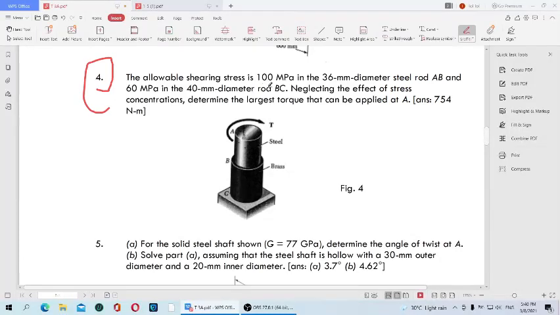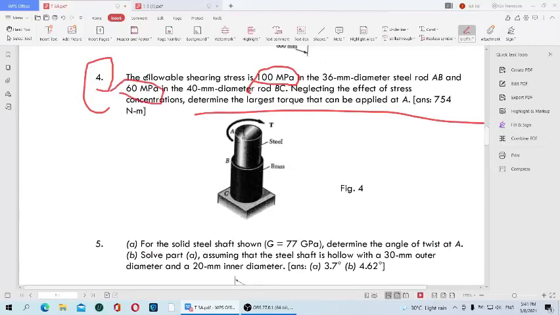The allowable shearing stress is 100 megapascal in the 36 millimeter diameter steel rod AB and 16 megapascal in the 14 millimeter diameter rod BC. Neglect the effect of stress concentration and determine the largest torque that can be applied. Essentially, I have a solid cylinder in the problem, AB and BC. For AB, I have an allowable shearing stress of 100 megapascal. For BC, it will be 16 megapascal.